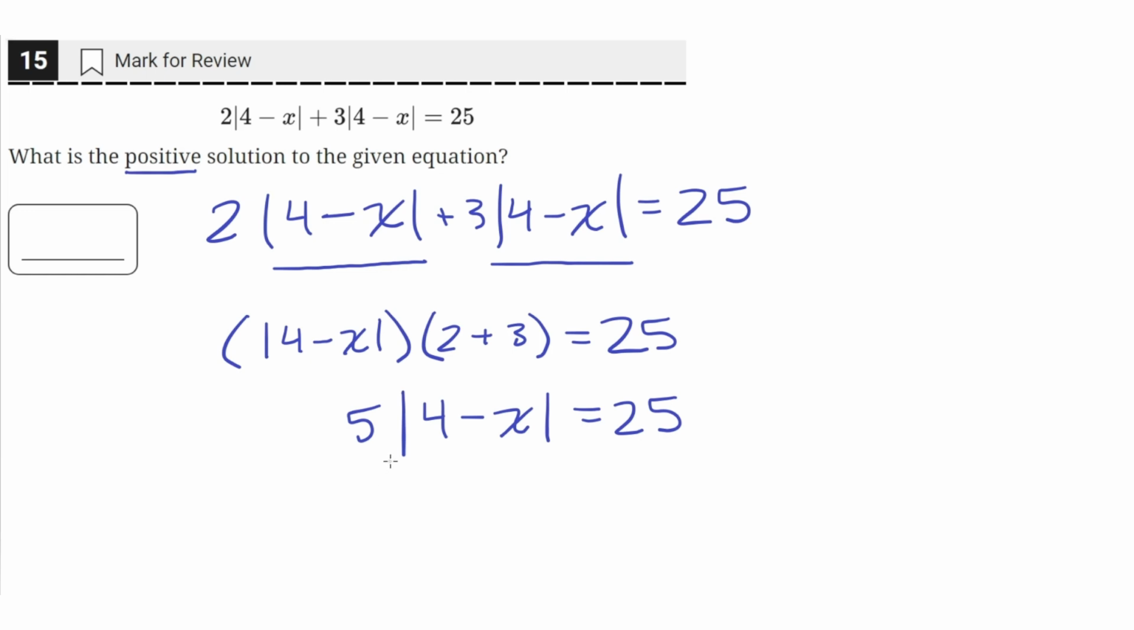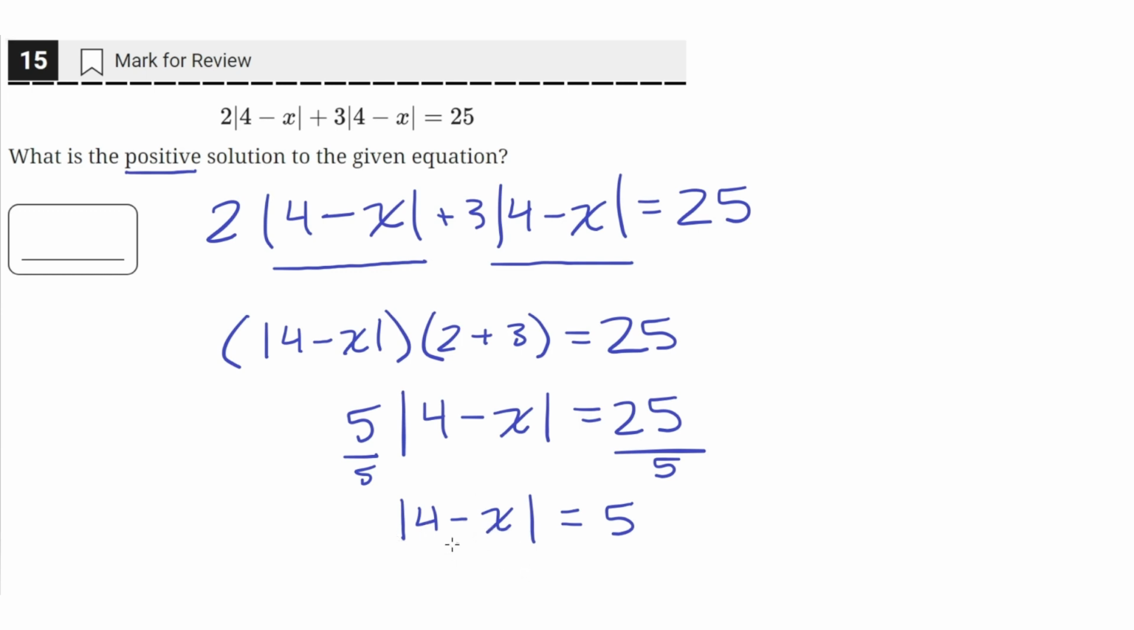Okay, so now that we have this, we can start isolating for x. So the first thing we want to do is divide both sides by 5. That'll get rid of this 5 here. So 5 over 5 is just 1, so it changes nothing. So absolute value 4 minus x over on this side. And then 25 divided by 5 is just 5.